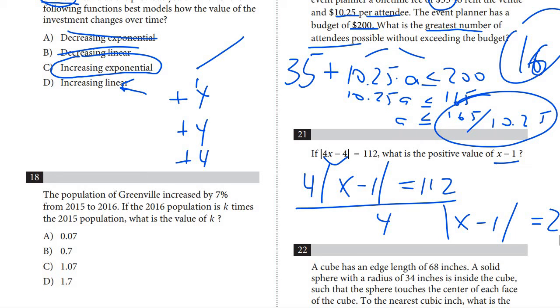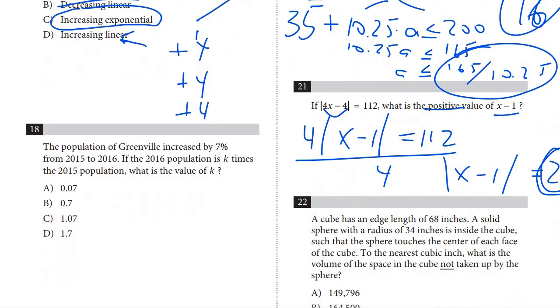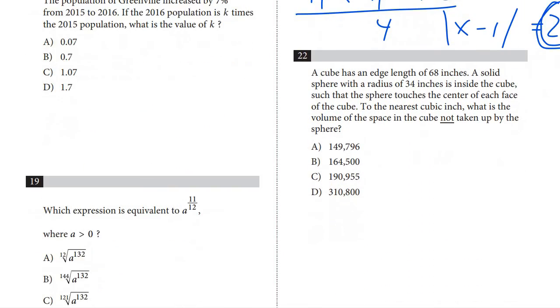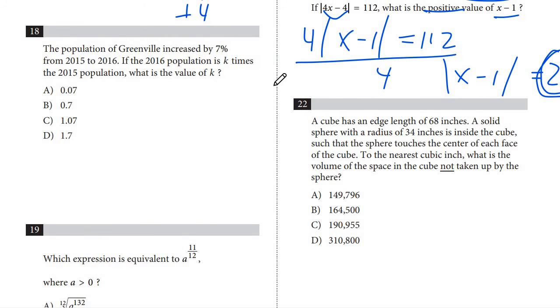So what is the positive value of x minus 1? Well, it's 28. X minus 1 is 28. The negative value, that's a different story. We just want the positive. There's 28. And let's look over. We say we do 21 questions. I think only question 18 and 19 are left to be solved.